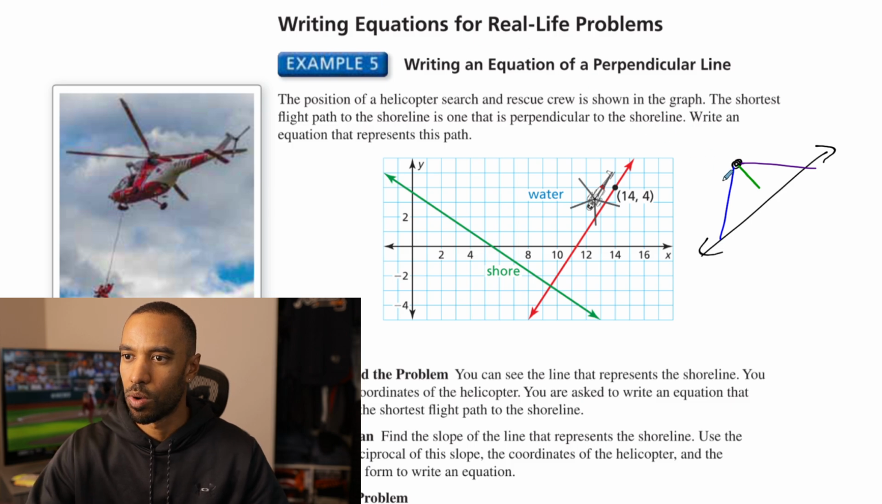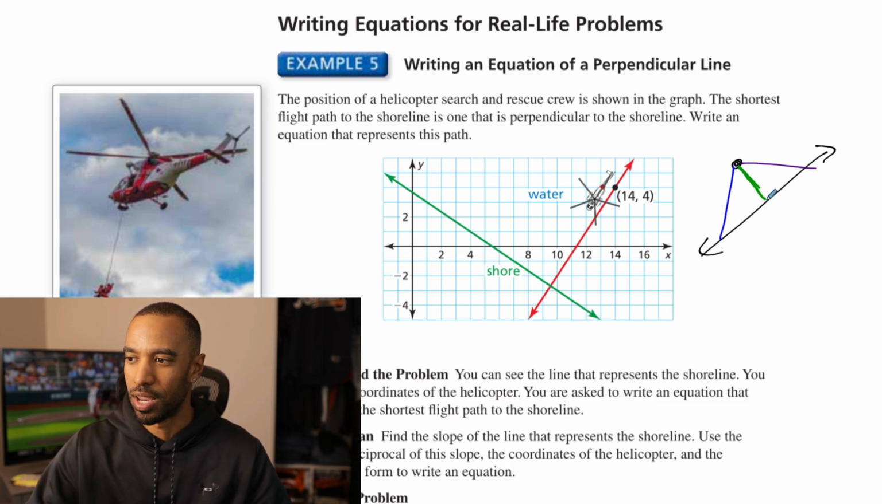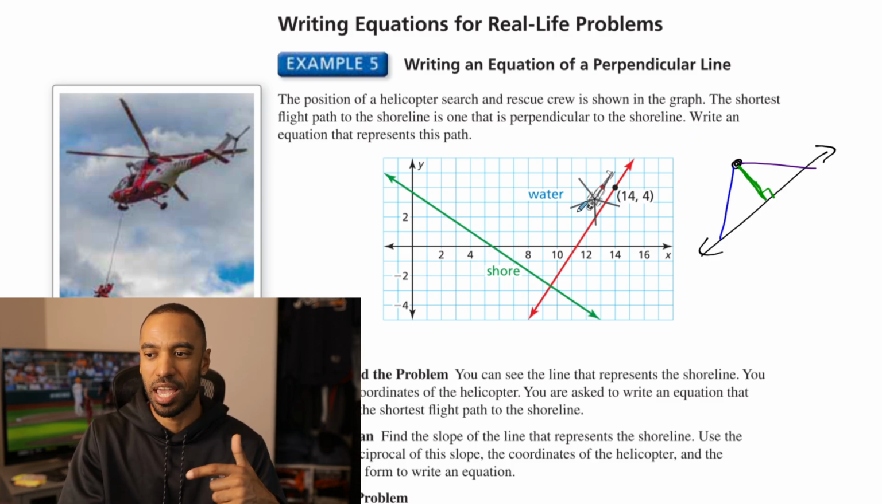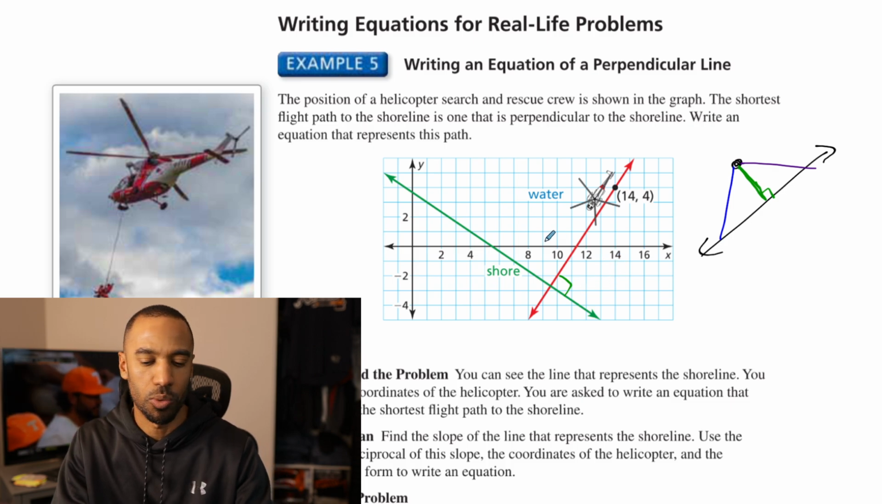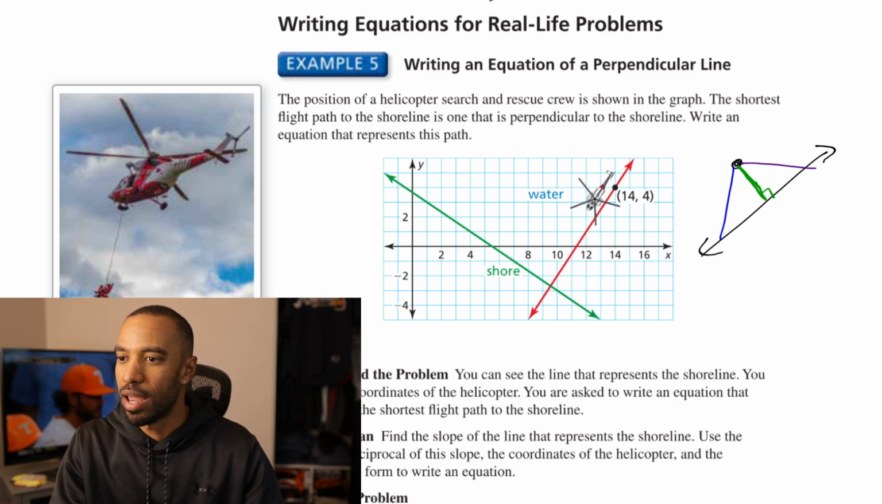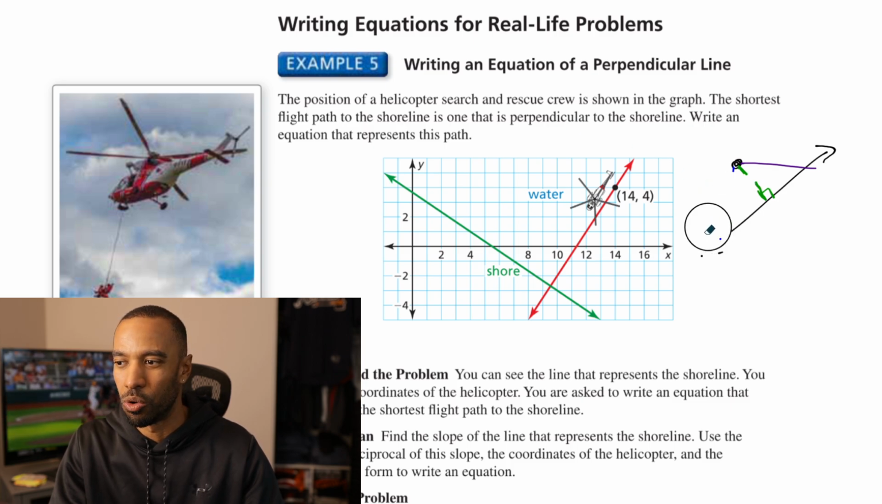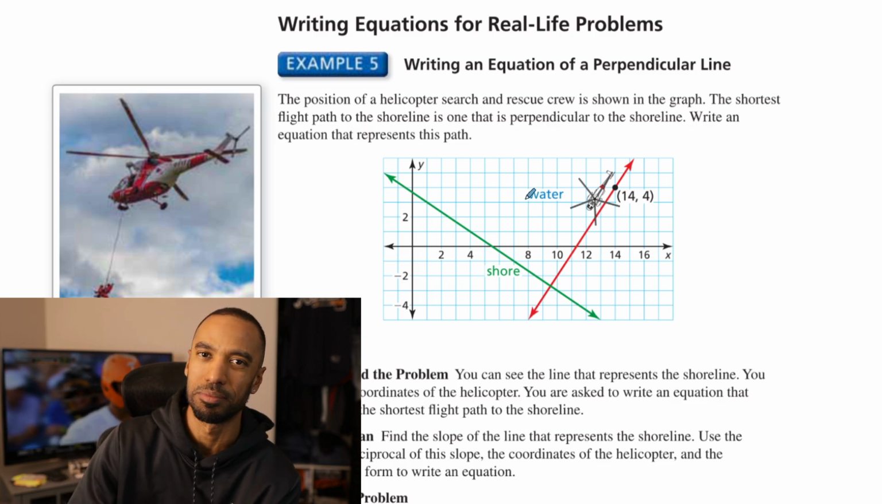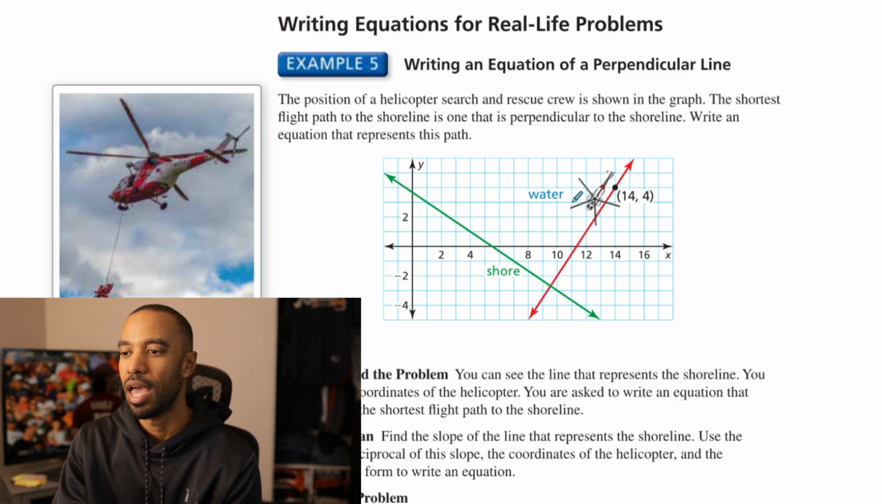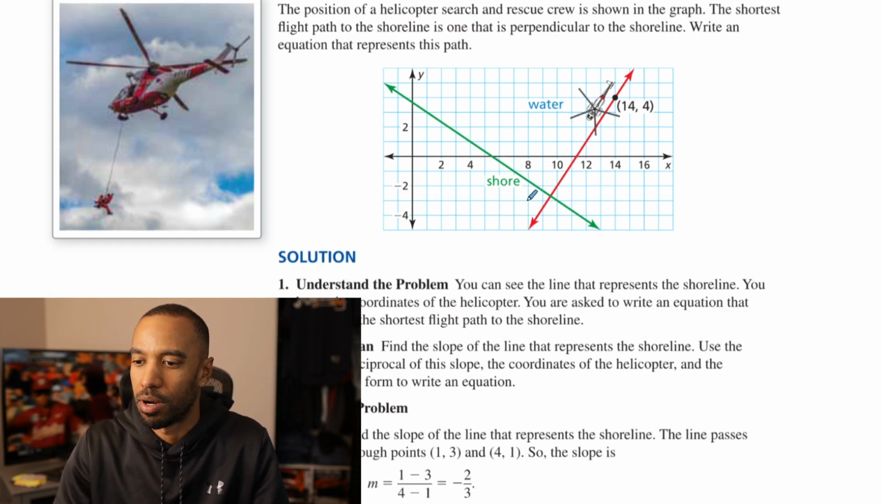Which one's the shortest? Well, I drew the green shortest, but this one in green, because it's the one that goes most dead on to it, it's the perpendicular one. So they're saying the helicopter's flying to shore, it should fly perpendicularly to it like that. Anyway, write an equation that represents this path. Okay, so it's not like a real world problem, right? Helicopters don't go, you've got to fly in y equals 4/3 x minus 10 formation. It's not quite like that, right? Anyway, we'll see what they want to mention.